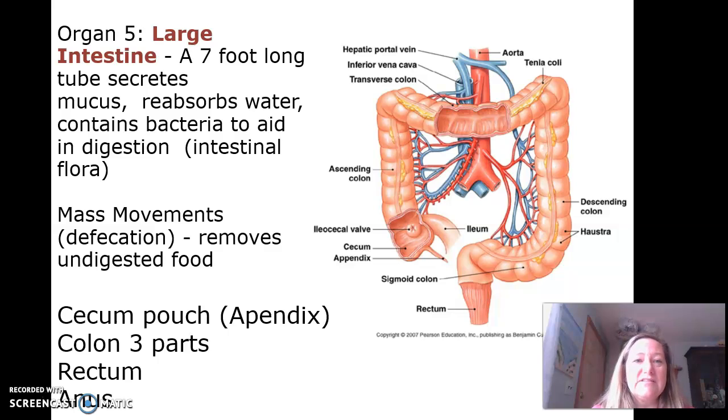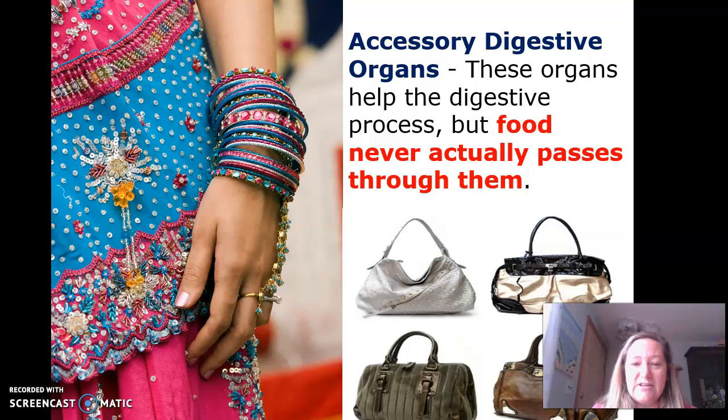Organ 5 is the large intestine, a 7-foot-long tube that secretes mucus, reabsorbs water, and contains bacteria to aid in digestion. Basically, its main job is to reabsorb the water that you need. The large intestine is also known as the colon. Remember, the colon has 3 main parts, and then you finally have the rectum and the anus at the end there.